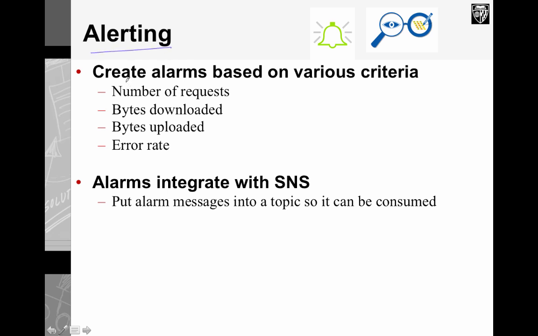In terms of alerting, you can create alarms based on various criteria. Don't forget that these edge servers are running remotely and you don't really have access to the instances that are serving. You only get reports, but you can surely create alarms. You can say, hey, if you're getting so many requests within a certain period, or if you're getting too many bytes inbound, or too many bytes outbound, or there are too many errors happening, I would like to know about it. You can create criteria, and based upon those criteria, alerts will be generated and sent into SNS so that you can be notified.